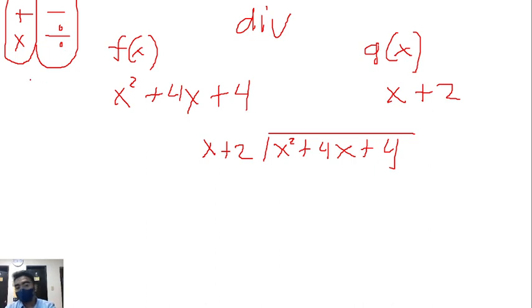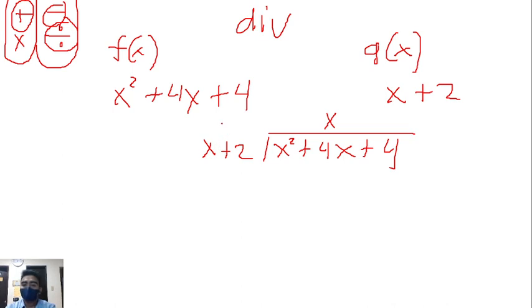When you are going to multiply two variables, you're going to add the exponents. If you're going to divide two variables, we're going to subtract the exponents. So, with this case, x squared divided by x is only x. But where are we going to put this x? We're going to input that one in here, aligned with the 4x.